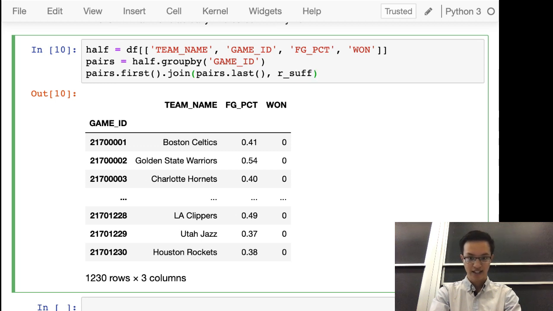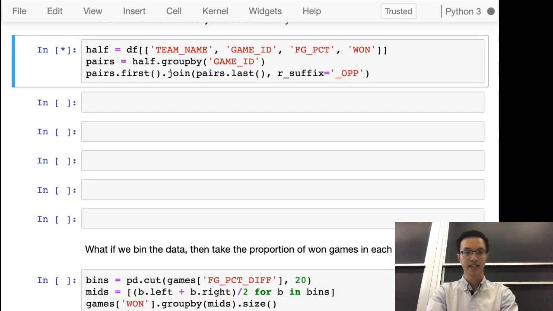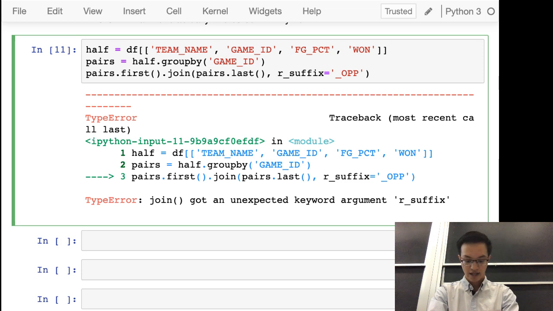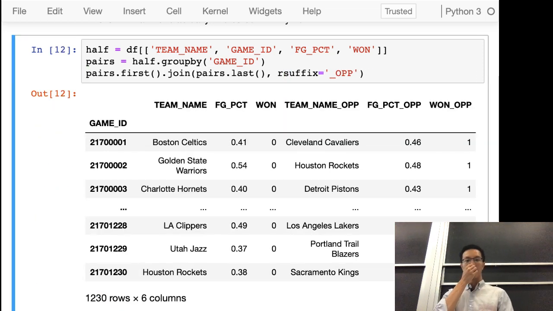Do this so that we get a column for opponents. And I think there's no underscore here. My bad. Okay. So if I do this, I have one game ID for the Celtics versus Cavaliers, and I have here the Celtics field goal percentage and the Cavaliers field goal percentage. Okay. So now this lets me subtract out these two.